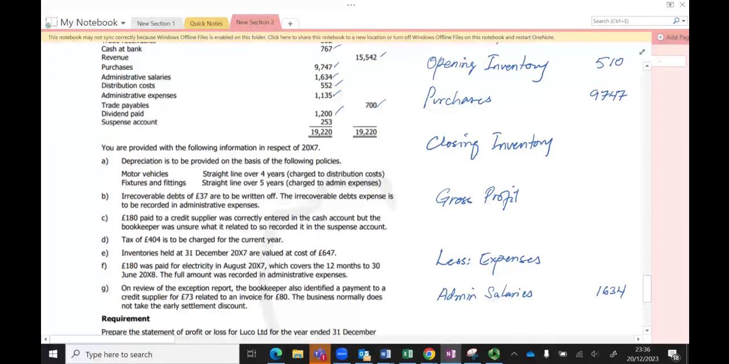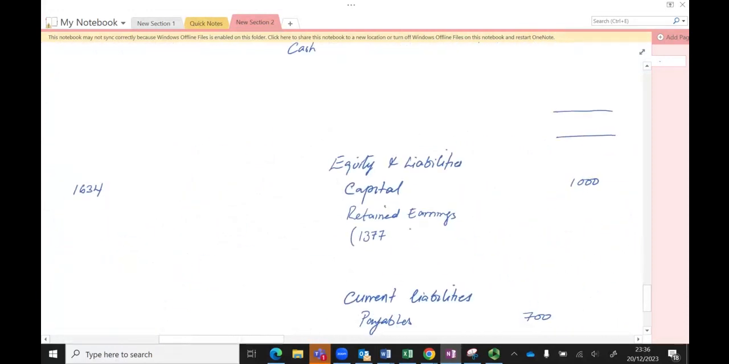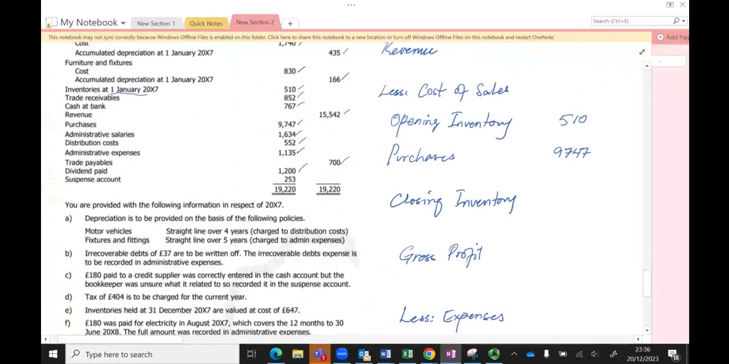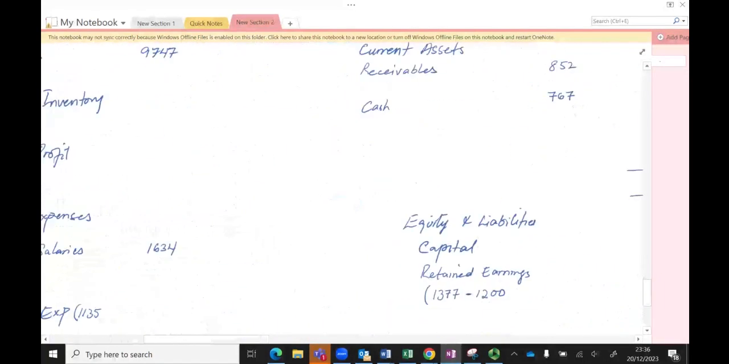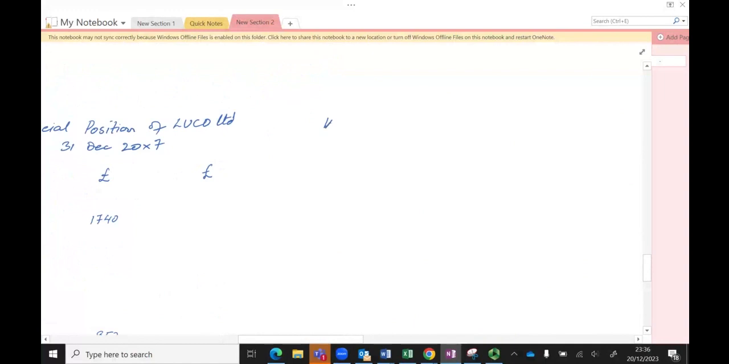Dividend paid will be 1200. That dividend paid will be subtracted from the retained earnings. Next, we have a suspense account of 253. So I'm going to show you some workings where I will be dealing with the suspense account. Working number 1, suspense.